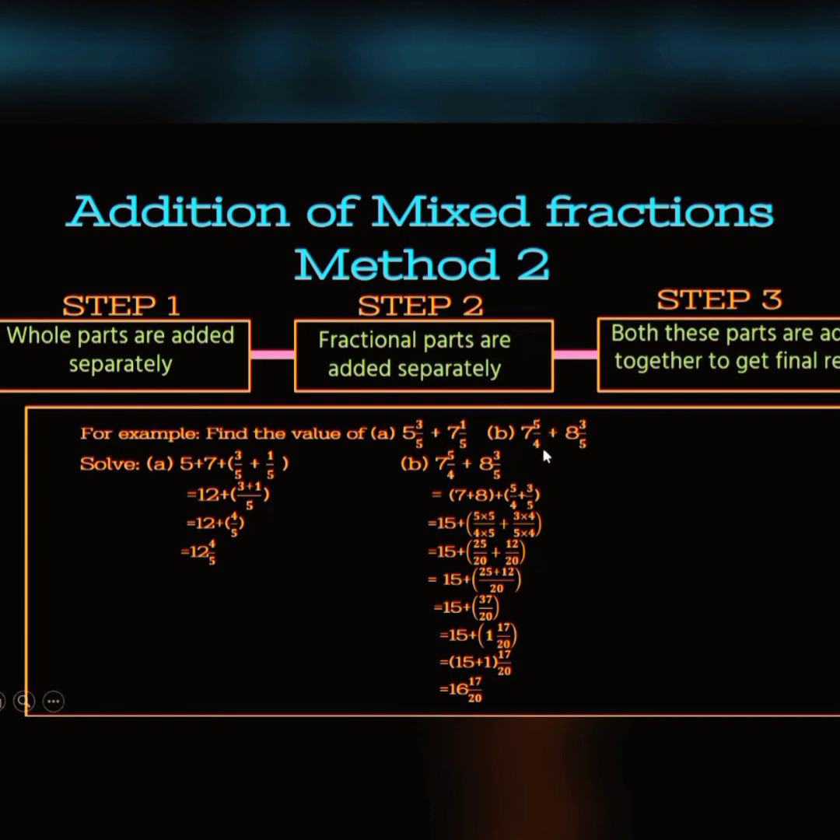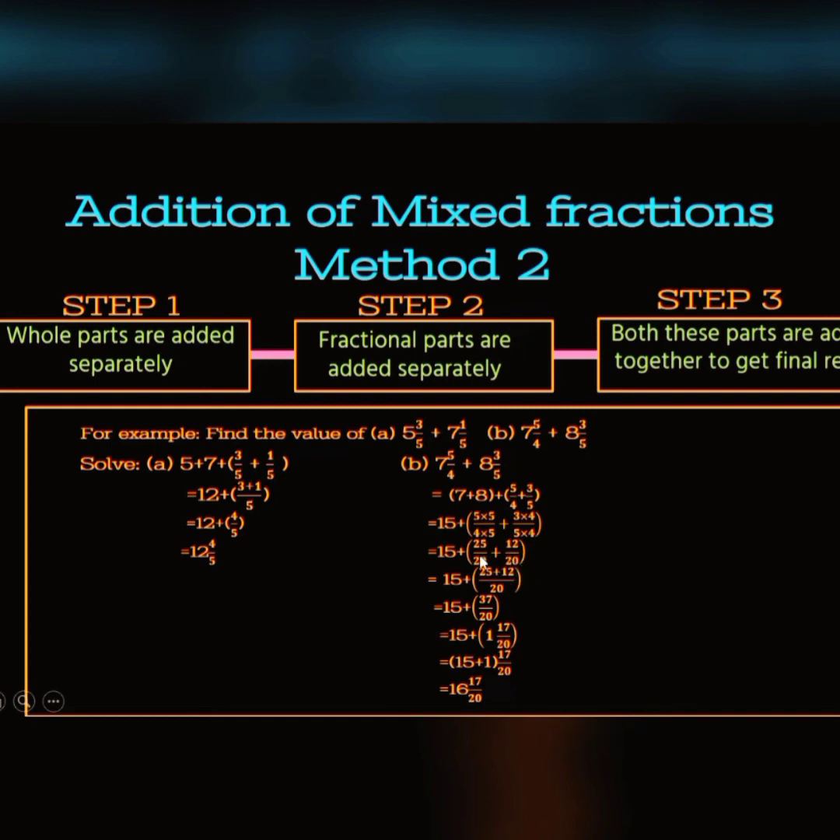Now the second example: 7 whole 5 upon 4 plus 8 whole 3 upon 5. Now 7 and 8 are wholes. You need to add 7 plus 8, and 5 upon 4 plus 3 upon 5 are the fractional parts, which will be added together. So 8 plus 7 will be 15 plus, now using the cross multiplication method, 5 multiply 5, the denominator of the second fraction, will be multiplied into the numerator and denominator of the first fraction. 5 multiply 5 upon 4 multiply 5 plus the denominator of the first fraction multiplied into the numerator and denominator of the second fraction. So this will be 3 multiply 4 upon 5 multiply 4. 5 5s are 25 plus 3 4s are 12 upon 5 4s are 20.